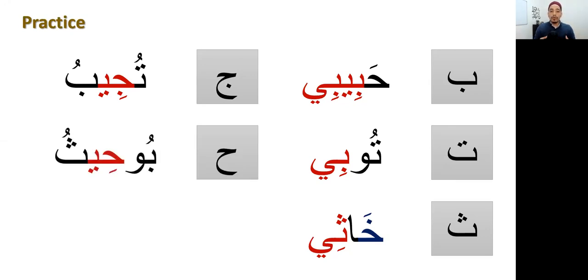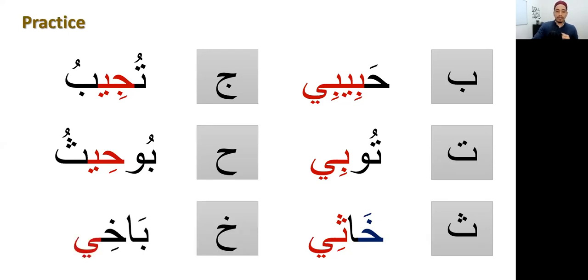Let's take letter ha. Buhithu. A waw mad in the beginning, and then I have a ya mad after the ha. It extended that hi to become hee. Buhithu. Lastly, the letter kha.